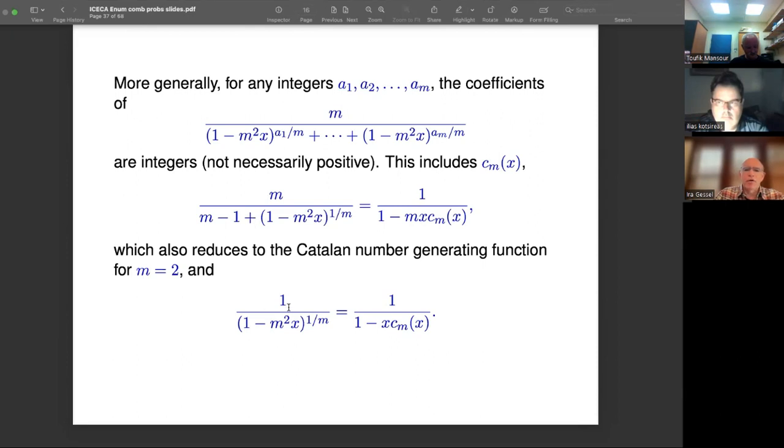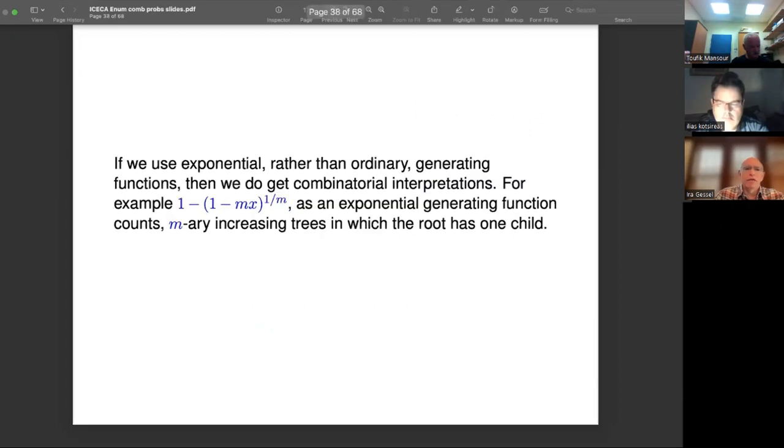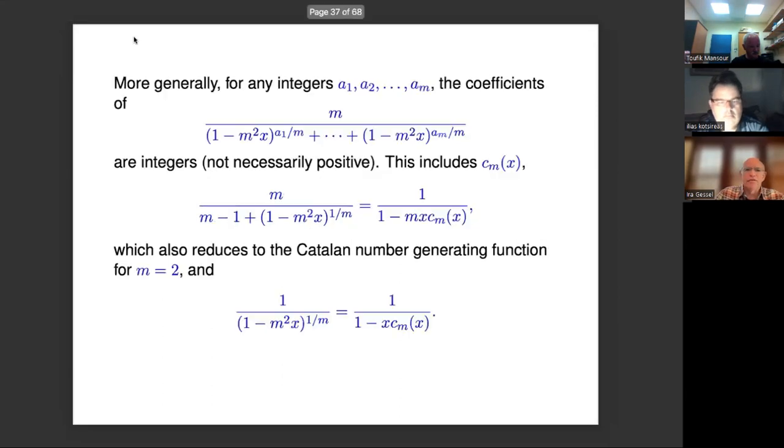And also 1 over 1 minus m squared x to the 1 over m, which is a kind of analog of the middle binomial coefficients, which have lots of combinatorial interpretations. But I don't know of any combinatorial interpretations for any of these.